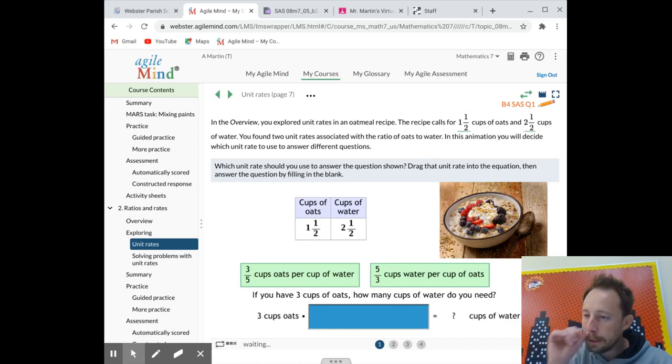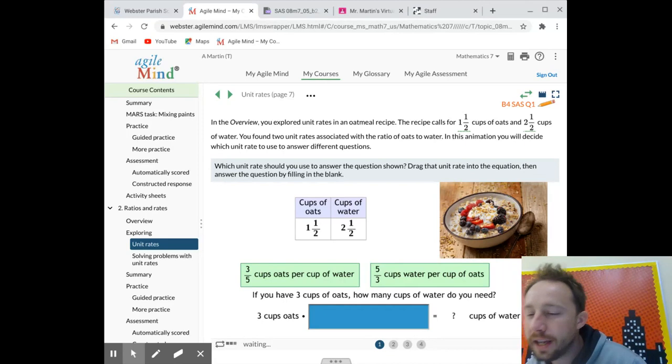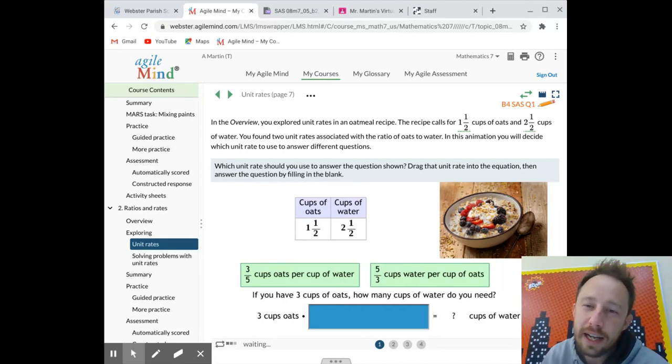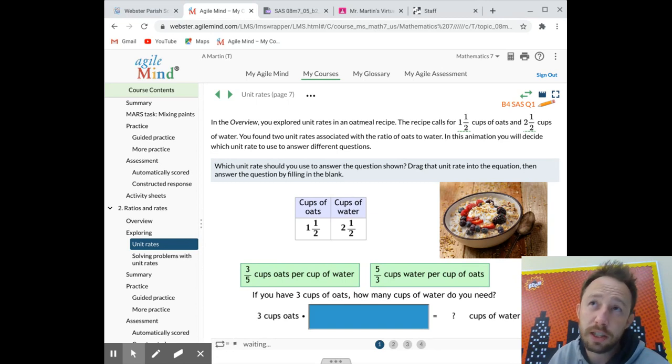All right, so today we are going to be on page 51 in our workbook and on page 7 in Agile Mind on our computers. So, our objective today and our goal is that we can understand and apply the relationship among factors in rate problems. We're also going to focus on using rates and proportional reasoning to solve real world problems, including consumer situations, like whenever we go to the store to buy something.